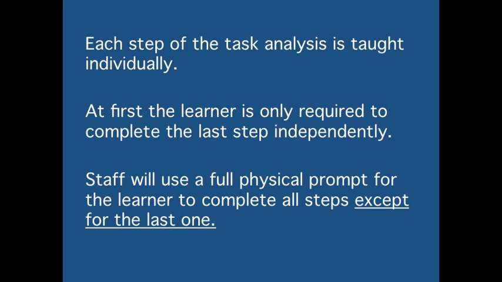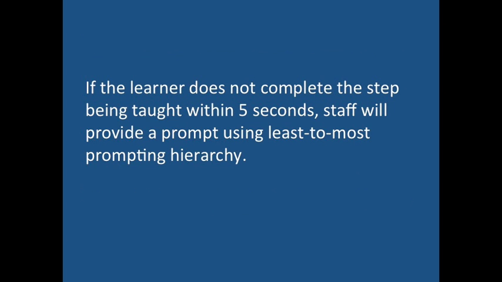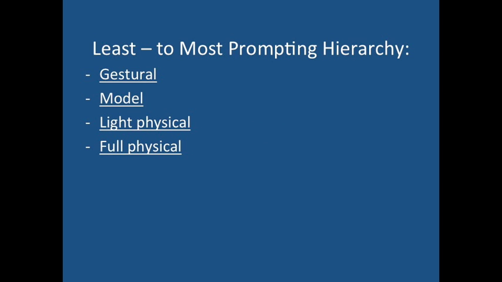The staff will use a physical prompt for the learner to complete all steps except for the last one. If the learner does not complete the step being taught within 5 seconds, the staff will provide a prompt using the least to most prompting hierarchy. The least to most prompting hierarchy includes the following prompts: gestural, model, light physical or partial physical, and full physical. Each prompt provides a different level of assistance to the learner. As you go up the hierarchy, more assistance is given to the learner to help them make the correct response.